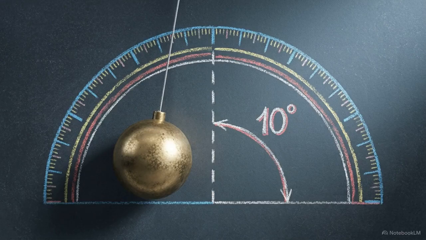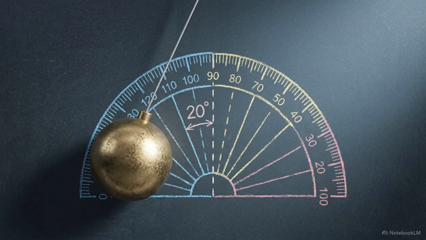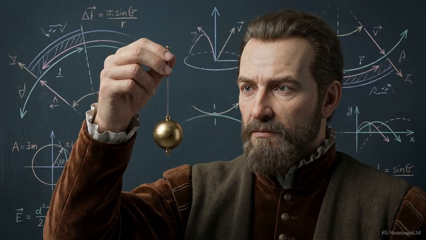Next, we test amplitude. We pull the pendulum back to a shallow 10-degree angle, release it, and then repeat the exact process at a 20-degree angle. The time period is identical for both swings. This phenomenon, famously observed by Galileo, is known as isochronism, meaning equal time.